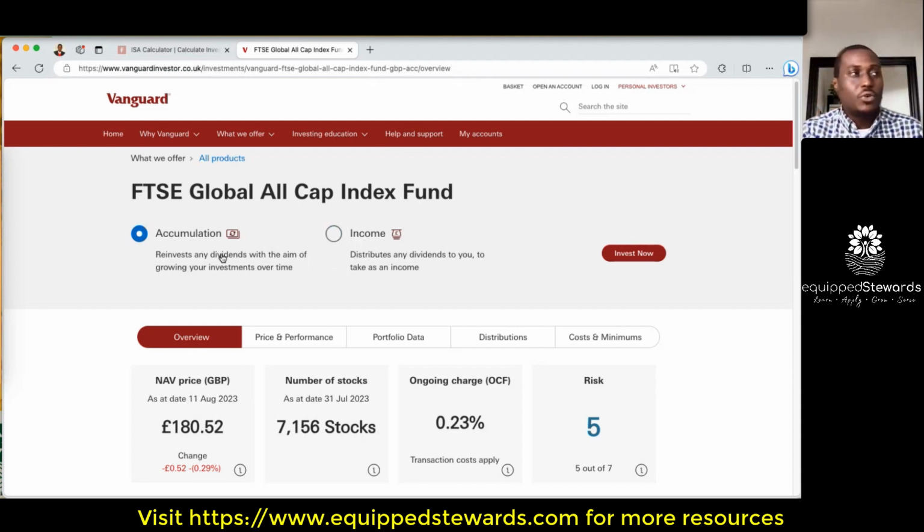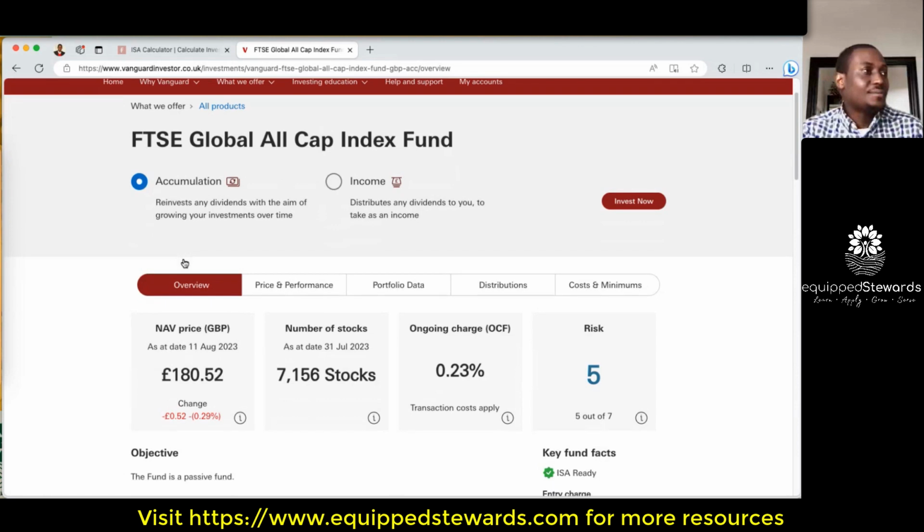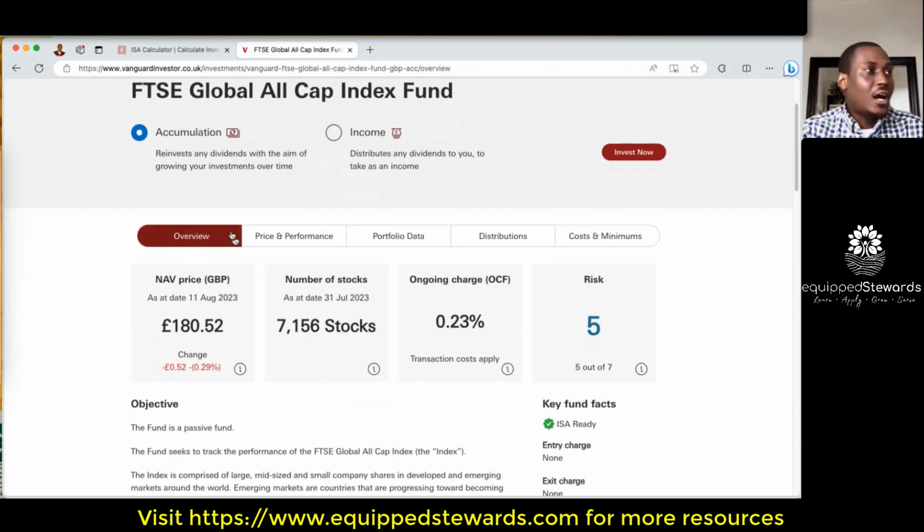So the best way to grow is to use the accumulation, where your dividend is reinvested. Then look at the summary here. The risk level is 5 to 7, and the charges are 0.23%. Now 0.23% is one of the lowest that you can get for this type of fund, but you can get other funds up to 1%, 1.5%.